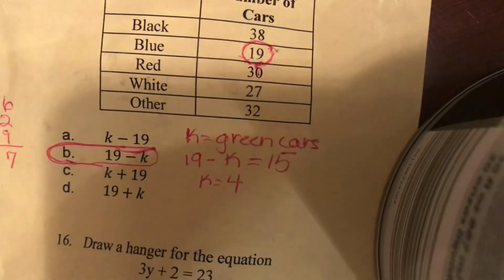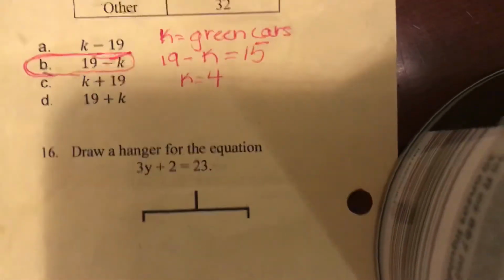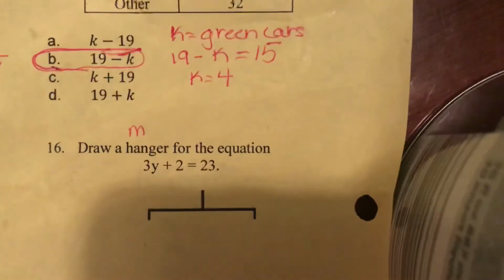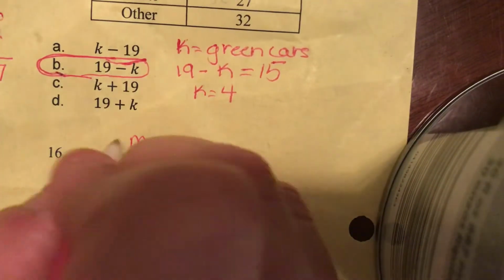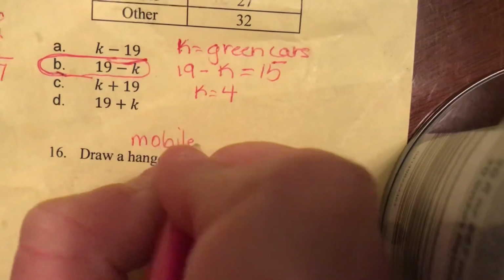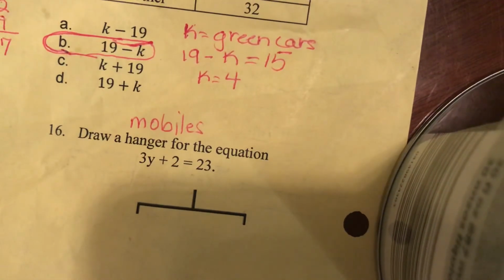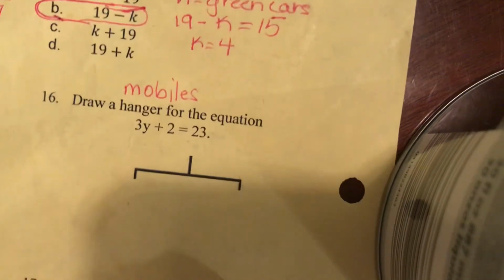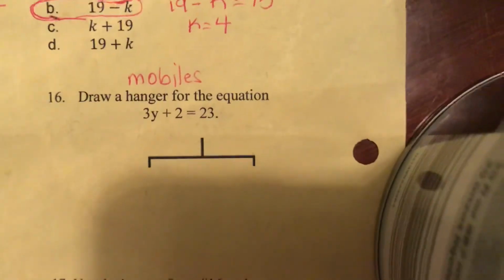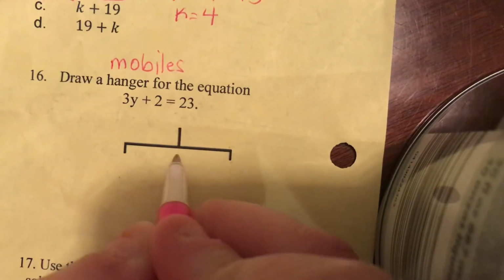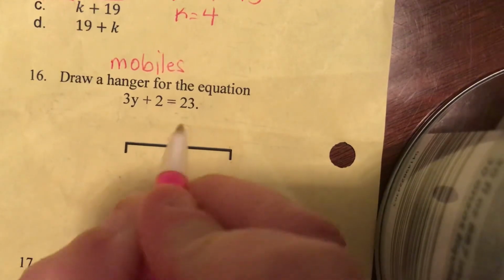All right, everyone's favorite, the hanger problem. This is also like a mobile. This is like a mobile, and you did some practice with this on Monday. You need to draw a hanger for the equation. I know that the mobiles on the solve me were a little different, but I'm going to pretend like this piece here is equals.